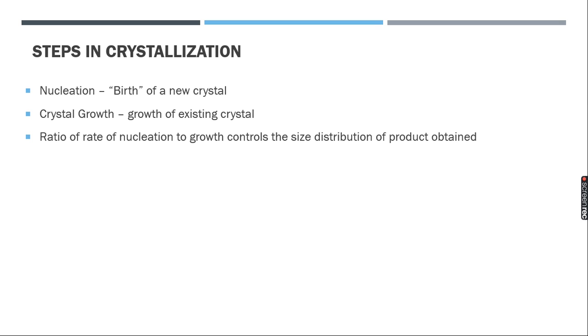The ratio of the rate of nucleation to growth controls the size distribution of the product obtained. So it is a very important aspect at what rate nucleation is happening and at what rate growth is happening. It tells the size distribution, because at any moment how many nuclei there are and how much each crystal has grown gives you a complete distribution of crystal size. The general factors that affect nucleation and growth kinetics, you already know.